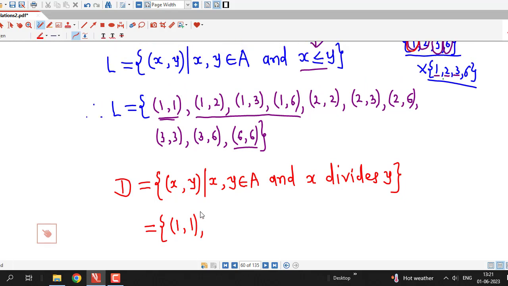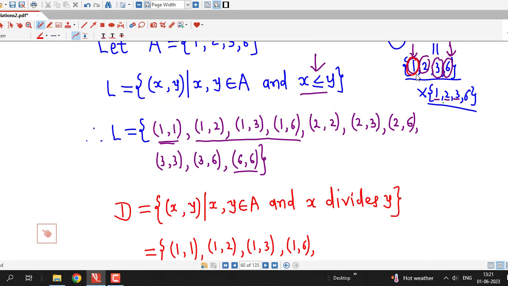Second ordered pair is (1, 2). So 1 divides 2, therefore we write down (1, 2). Then (1, 3). 1 also divides 3, and (1, 6), so 1 also divides 6. So with 1 we have (1, 1), (1, 2), (1, 3) and (1, 6) because 1 divides every positive integer.